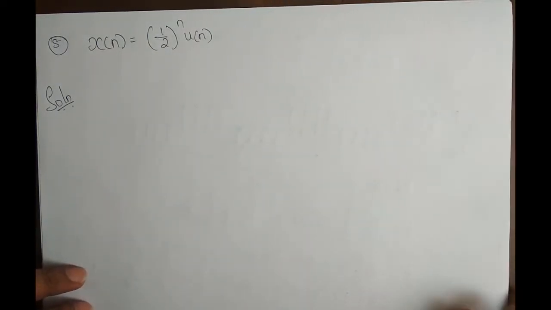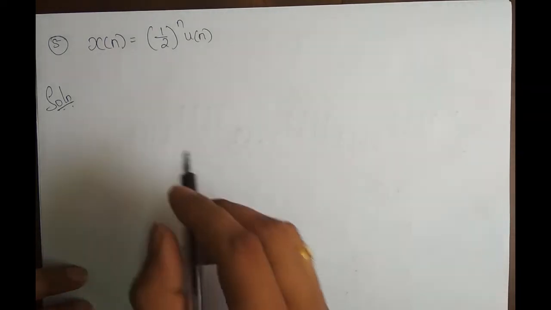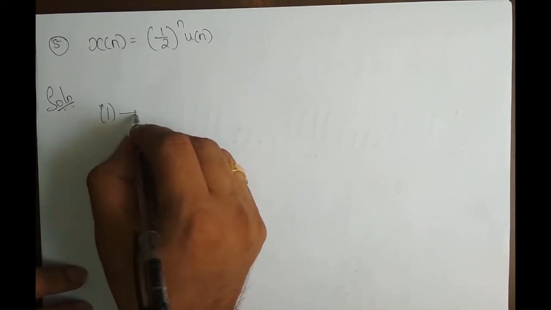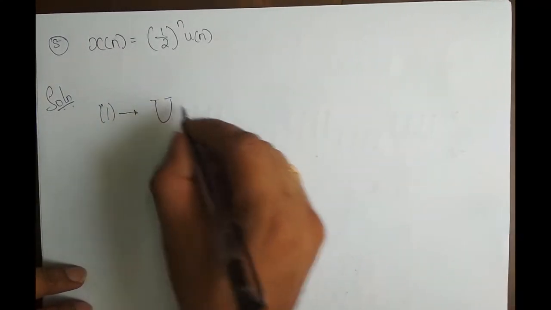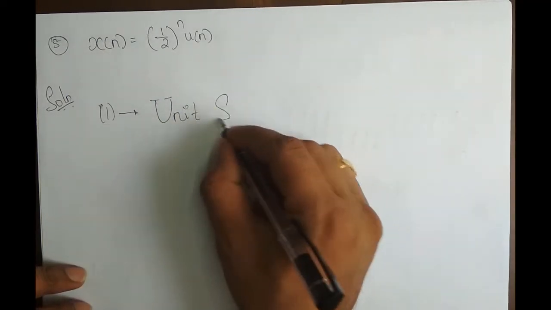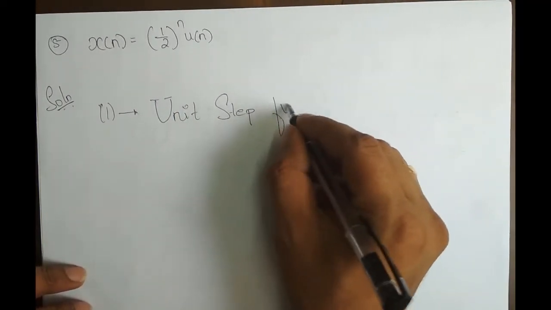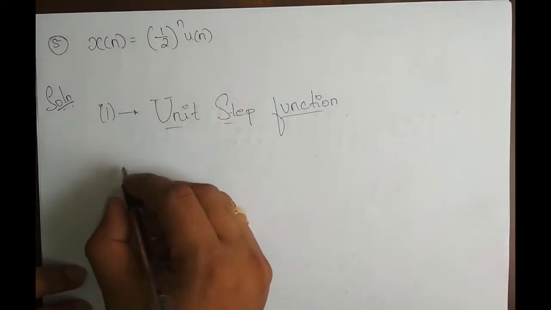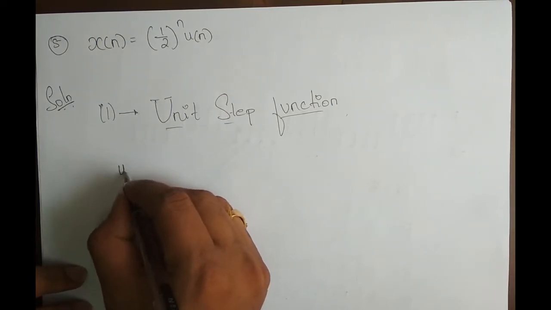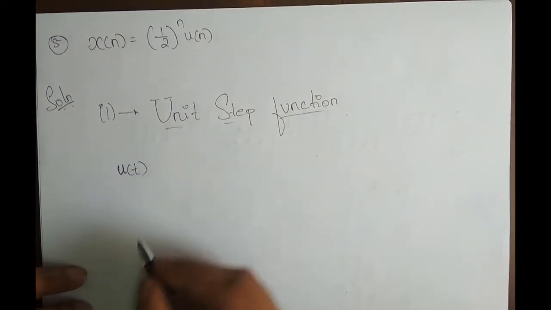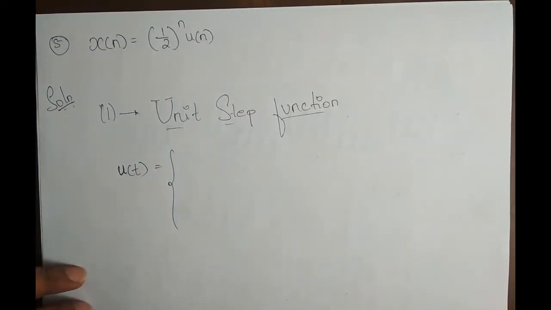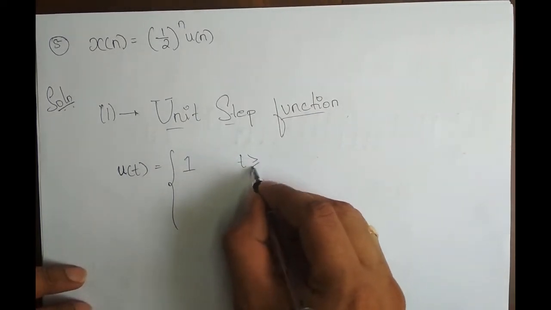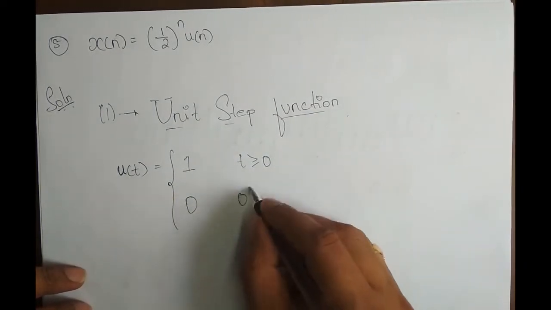Before we take up this problem, we have to discuss two things here. The first one is the unit step function. So what is a unit step function? The unit step function is defined with a small letter u of t, for a continuous time signal. Small u of t is equal to 1 for t greater than or equal to 0, and equal to 0 otherwise.